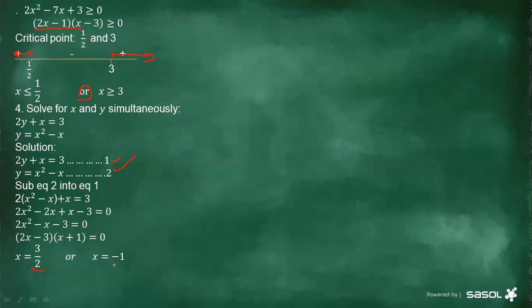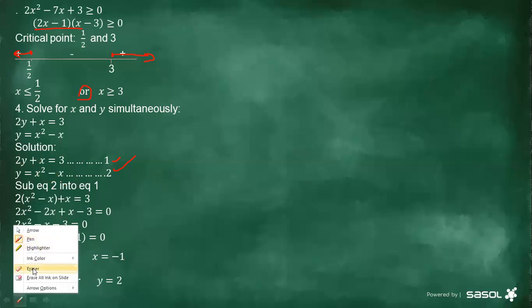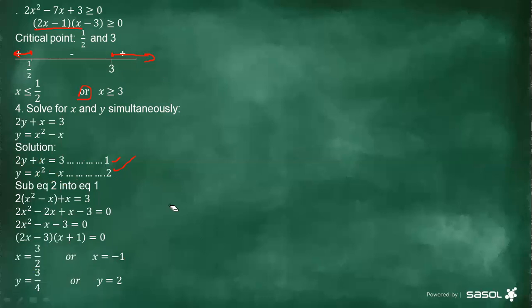Then from there, you also substitute -1 here, and then you have the values of y. y equals 3 over 4, and for the other x, y equals 2. So that's how you should solve the simultaneous equations.